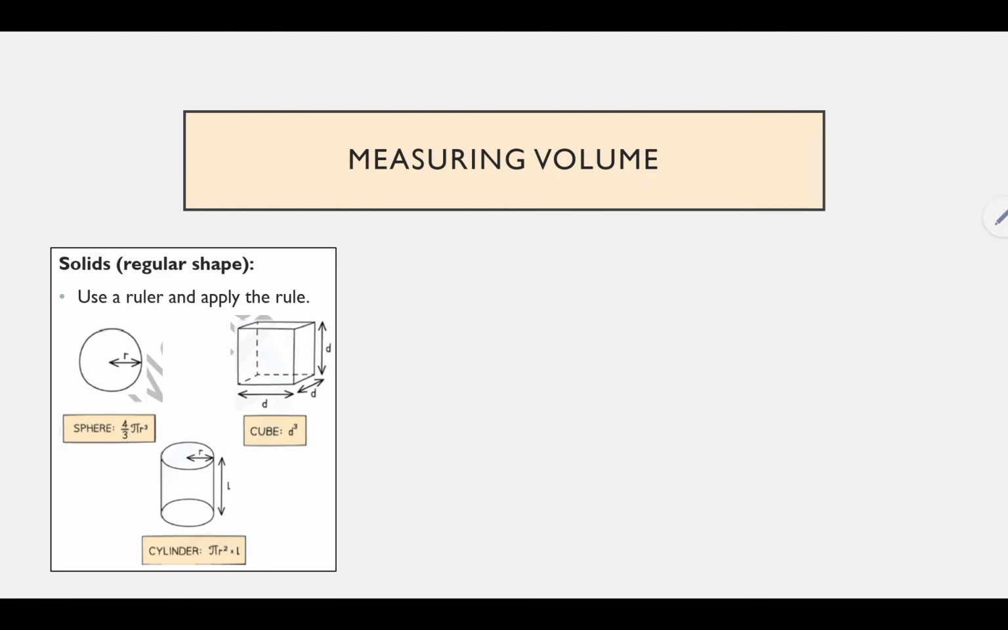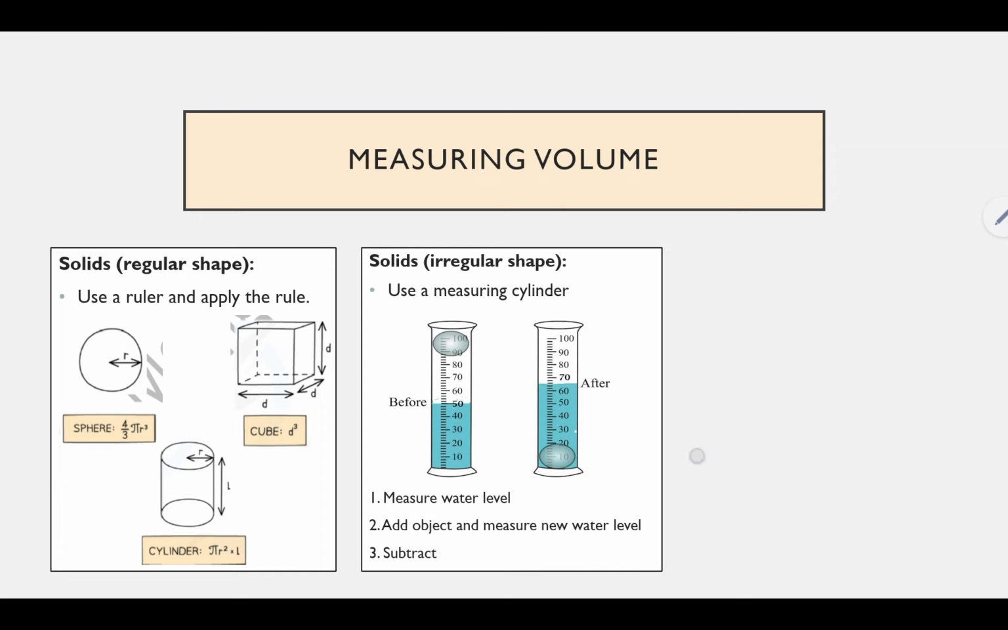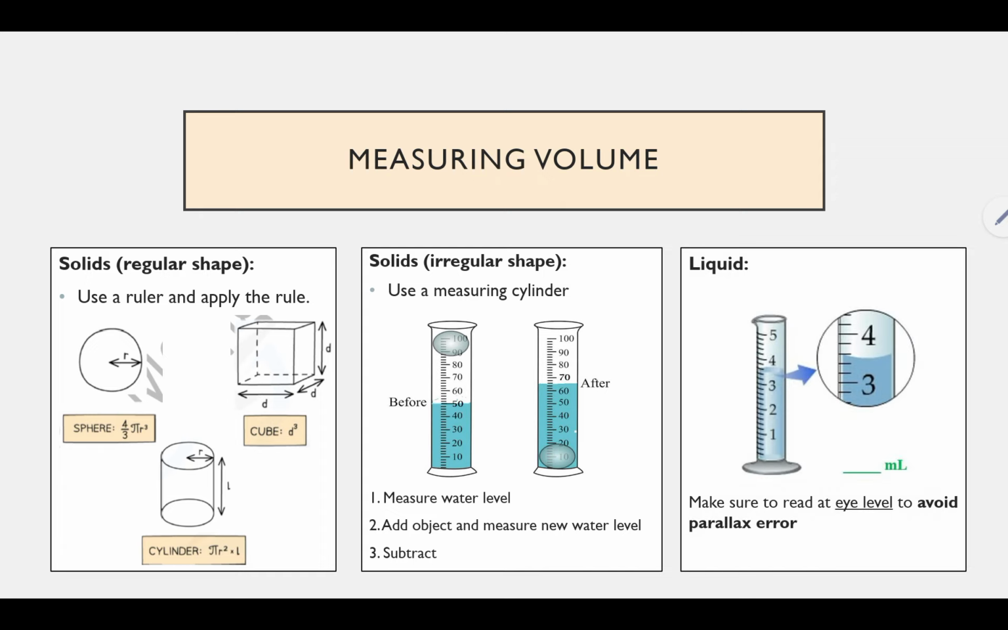Now, for measuring volume, we said that we're gonna try to measure the volume of three kinds of things: regular shaped solid, irregular shaped solid, and liquid. For regularly shaped solid, you're expected to know the equations of the sphere, cube, and the cylinder. So please take your time to write them down, practice them in as many questions as possible so you can get the hang of them.